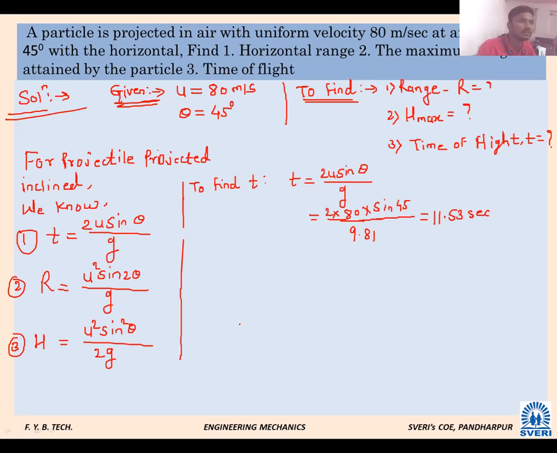Next, range. Range also you can find directly, no? u is known, theta is known, g is also known. You can find directly. To find R, R is equal to u square sin 90, which means 1, divided by g. Just check how much.